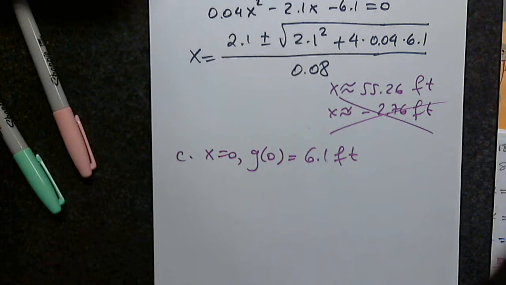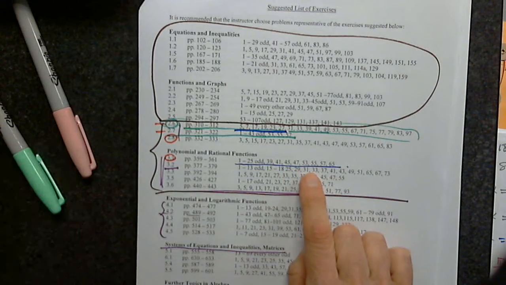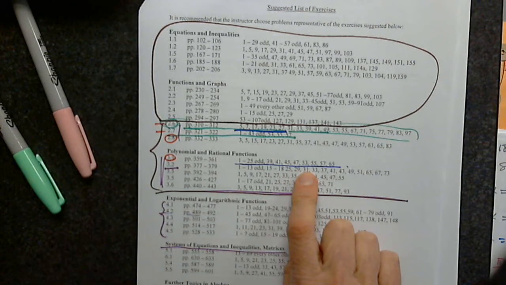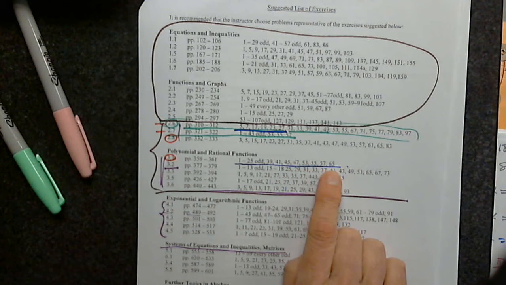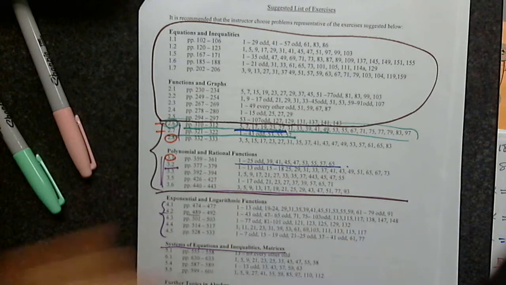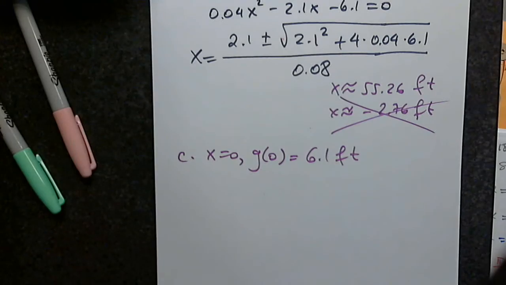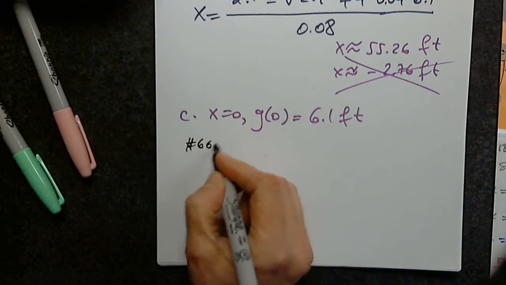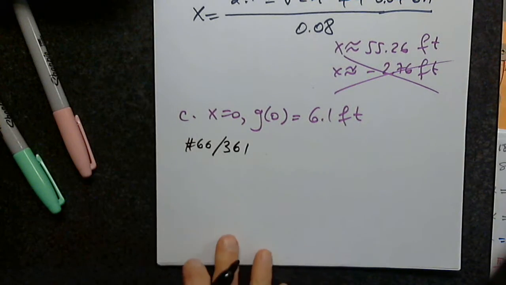So let's look at page 361. Again, so I'm looking here. This was, what was it? 58, 65. Let's look at 65 or 66. So 65 has the answer. Let's look at 66. Very good. Problem 66 on page 361.